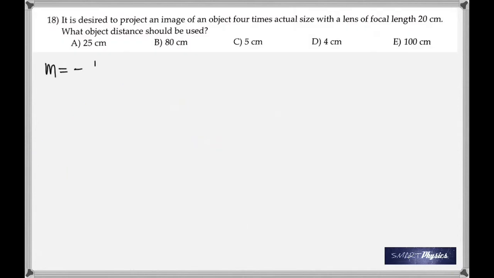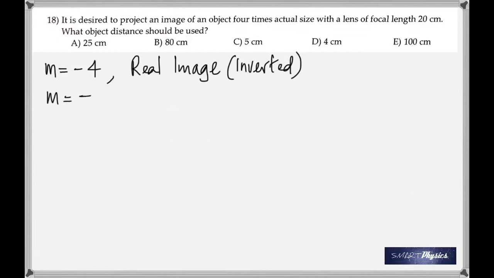In this last question, you have to project an image of an object 4 times the actual size. Since you're projecting it, it's a real image, and for a real image, magnification is negative. The focal length is given. But we know that magnification is negative di by do. Now from here you can get a relation between di and do.